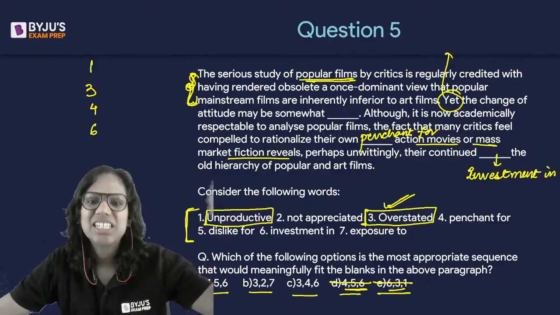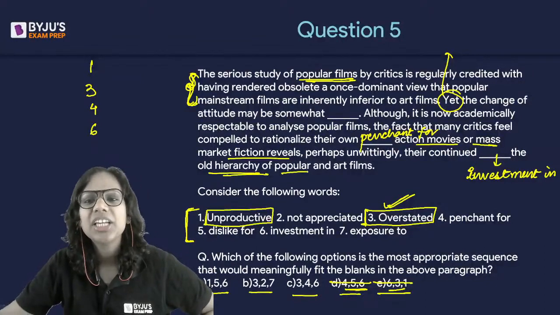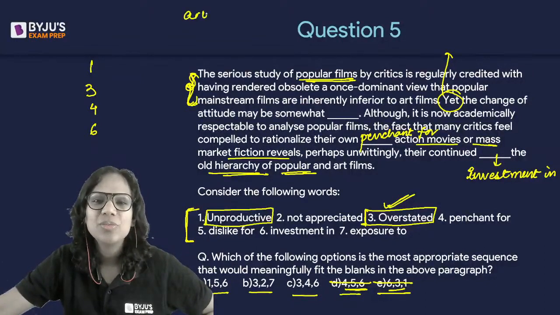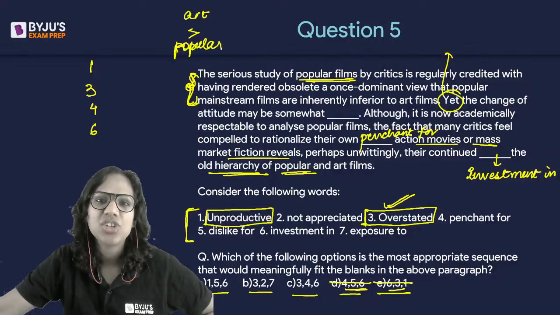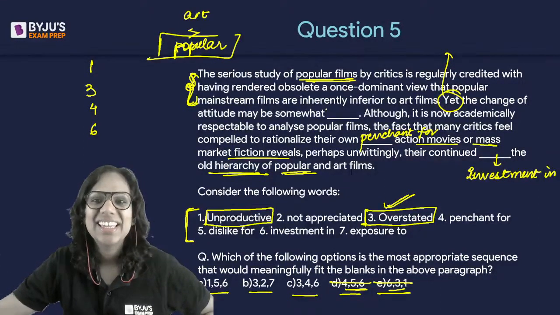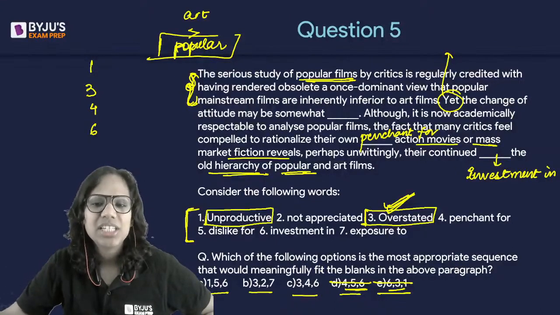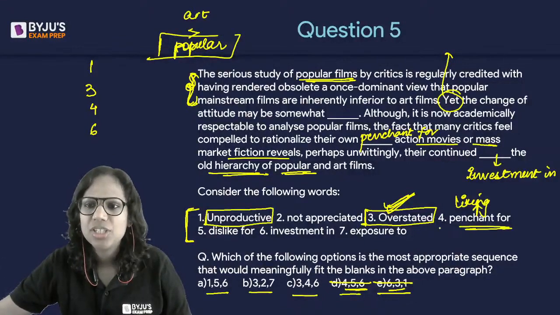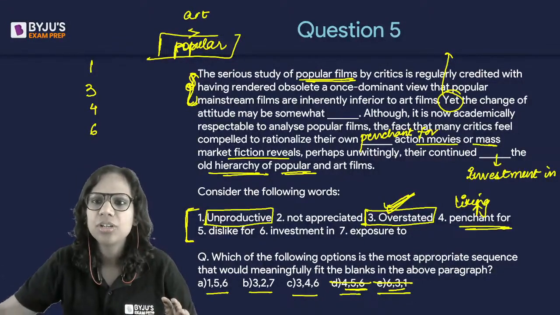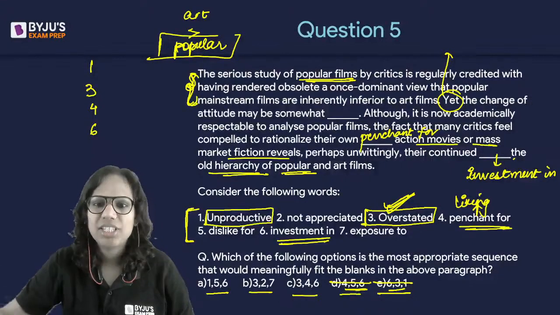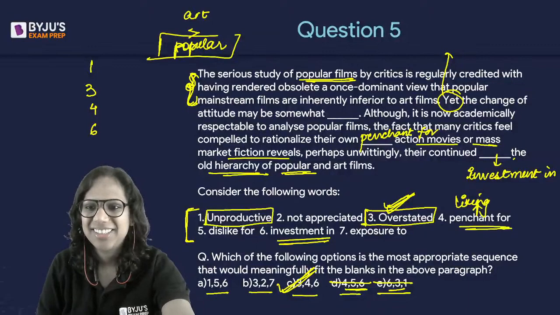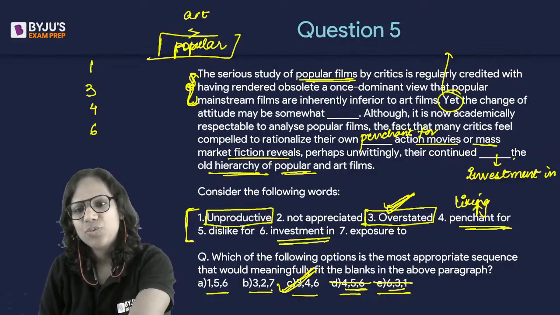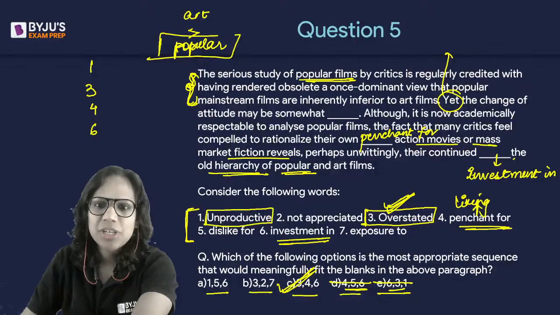That means you are still invested in that old hierarchy. That means you still think that old hierarchy is there, that art films are better than popular films, if you're continuously justifying your liking of popular films, right? So this change in attitude is overstated, it is not as much as it seems to everyone, because penchant means liking, because critics are constantly justifying their liking for mass market movies. This shows their investment in the old hierarchy. 3, 4, 6, excellent. Those who said 3, 4, 6, Ujjwal, Kritika, Mayank, Akin, good. Okay, D and E, yes, we eliminated them, correct. I hope this makes sense to you.